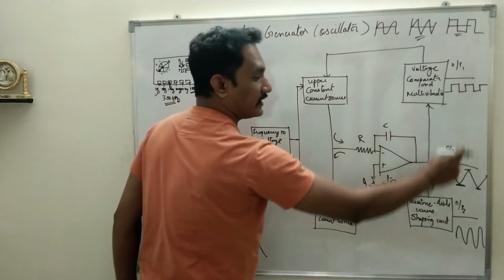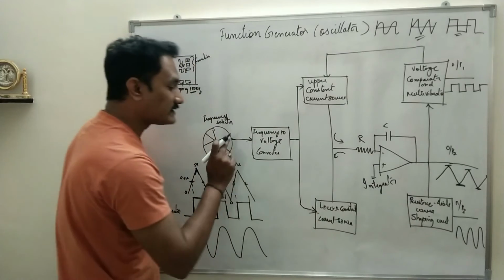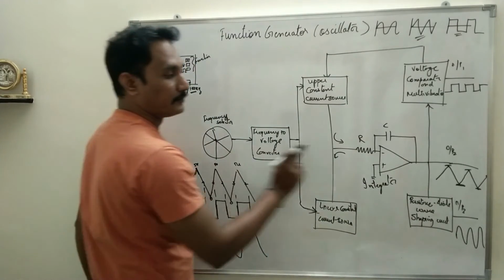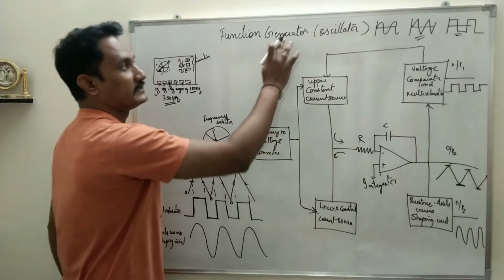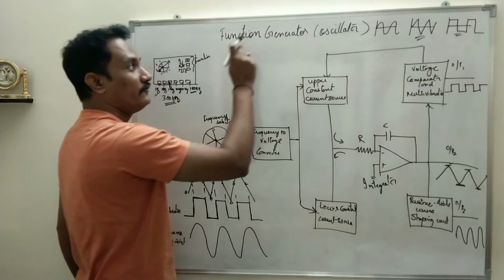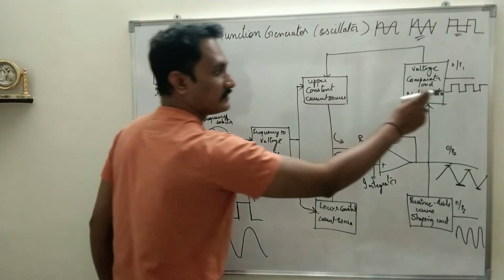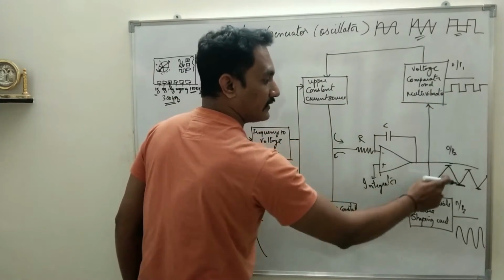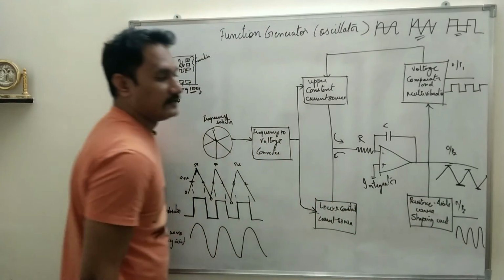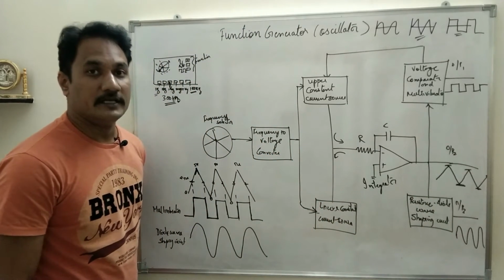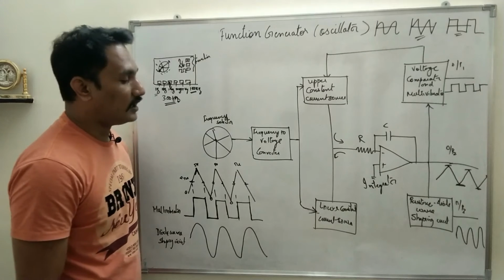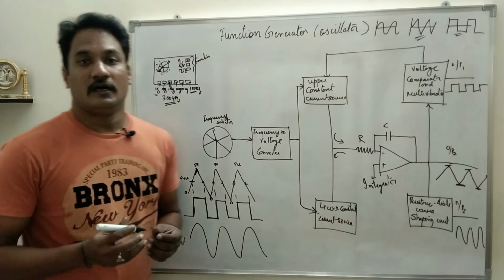So three different functions for the same frequency will be produced at the output. So basically a function generator is an oscillator which provides different functions, that is square wave, triangular wave and sine wave. Different types of function will be produced. So this is the working of the function generator.